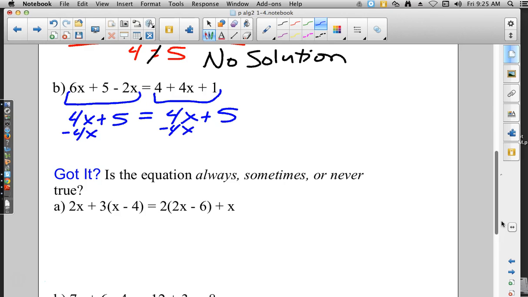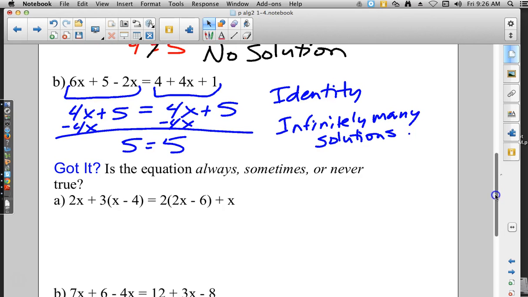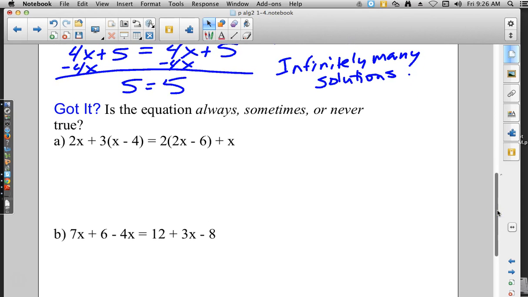So you're still solving away. You're in the zone, and you are solving. And you get 5 equals 5. Of course it does. That's always true. So you could either write down an identity, or you could write down that it has infinitely many solutions. Either one of those would be an acceptable answer. So for the got it here, I want you to go ahead and give these 2 a try and see what you can get. Pause the video and see how it goes.